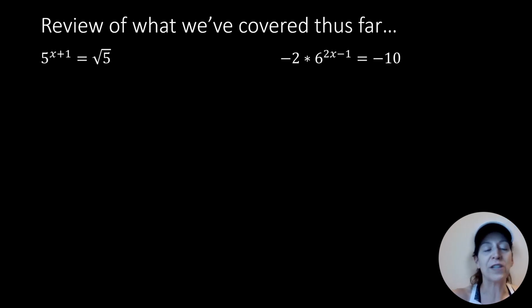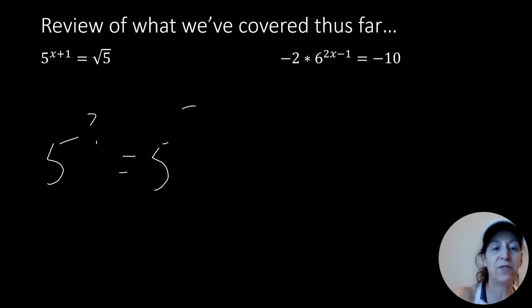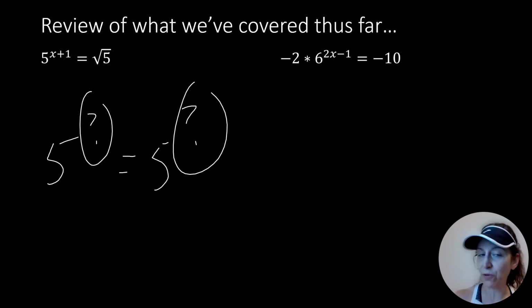So one of the first things we did was cover this first strategy, which is to write each side as a power of the same base. When you're looking at this problem right here, you can see you've got 5 to the x plus 1, and then we have the square root of 5. For most people, the 5 jumps out at you, like we have a 5 on both sides. So that strategy would be if we could get 5 to the something equals 5 to the something, then we could set those two somethings equal to each other.